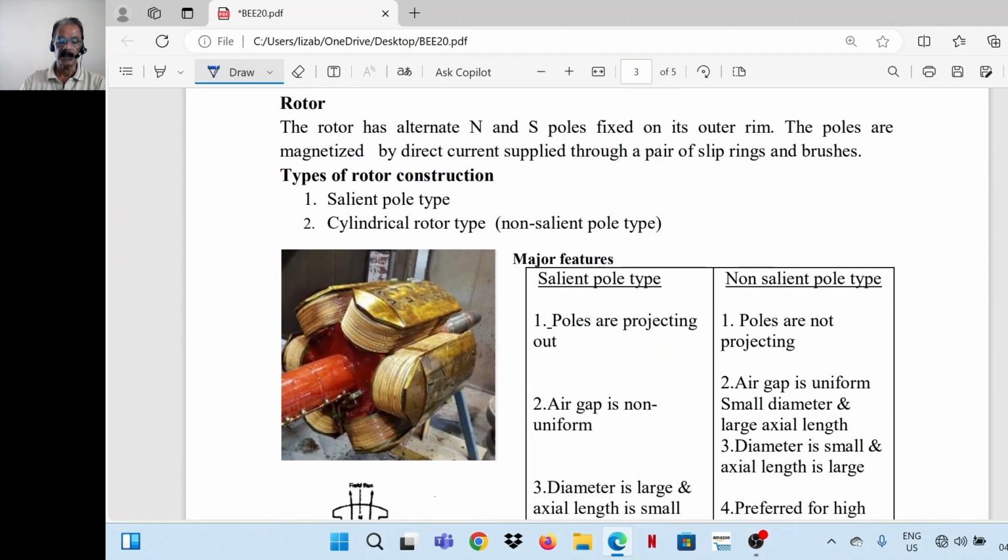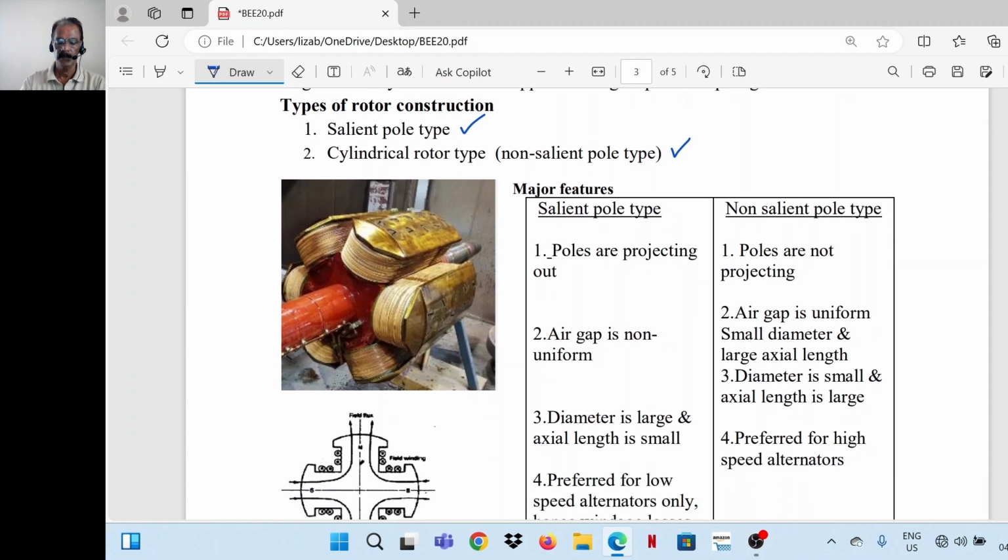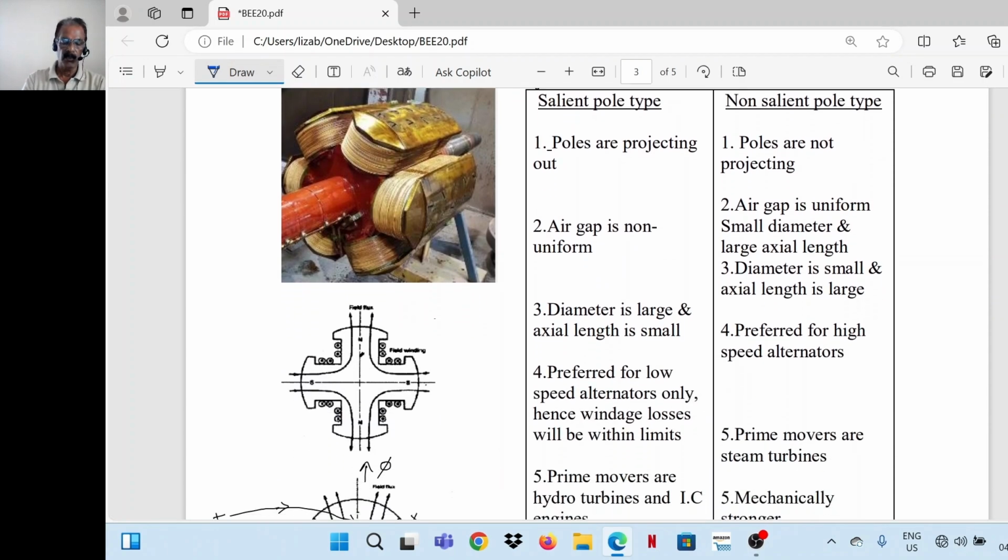Now, rotor construction. There are two types of rotor construction. That is, one is salient pole type or projecting pole type, and the next is the cylindrical rotor or non-salient pole type. Salient pole means projecting pole. The poles are like this. So here one example is given. This is a six-pole machine. 1, 2, 3, 4, 5, 6. Six projecting poles are there.